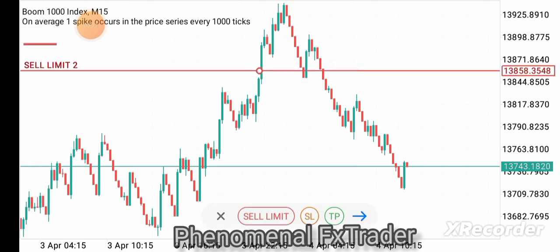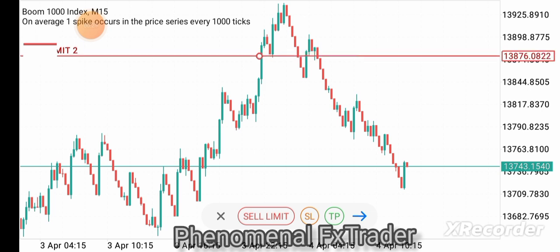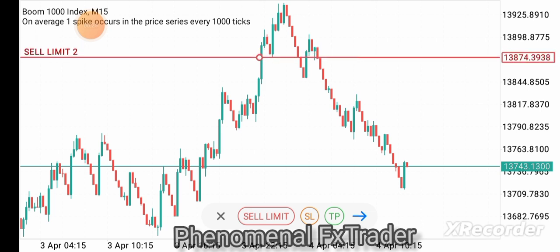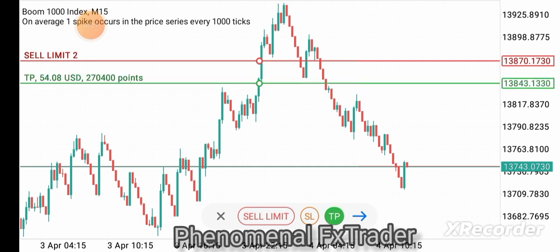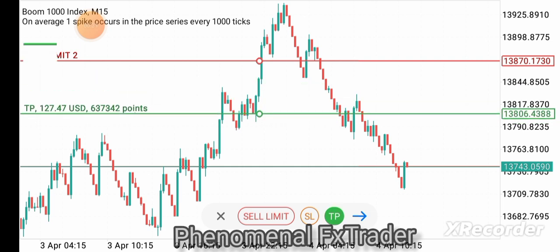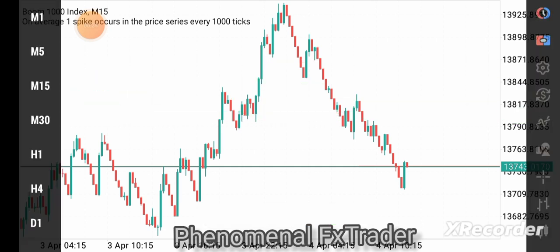I got my entry somewhere around here. Then my take profit was somewhere here. I used a lot of 1.0. Let me just go change this.